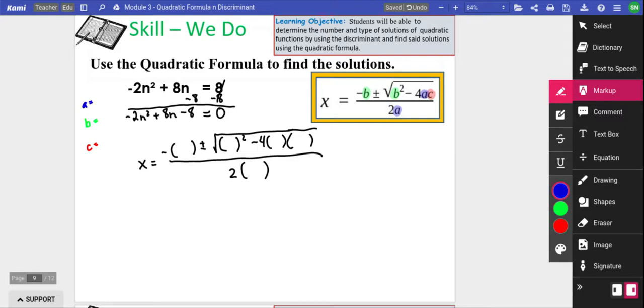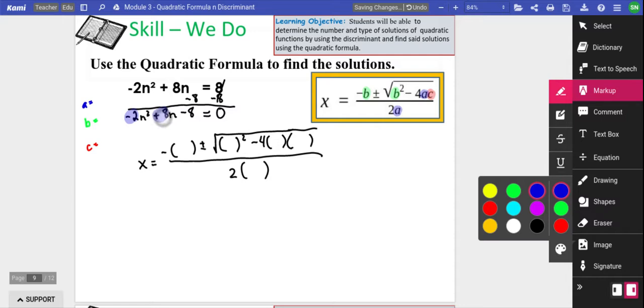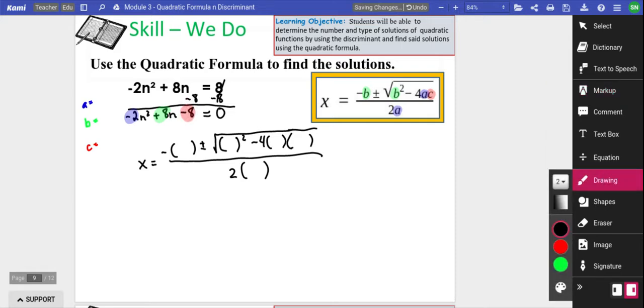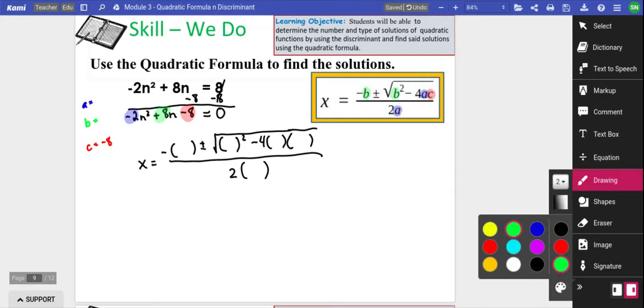A is negative 2. B will be positive 8. And C will be negative 8. So we'll be using those colors accordingly. So negative 8, 8, and negative 2.